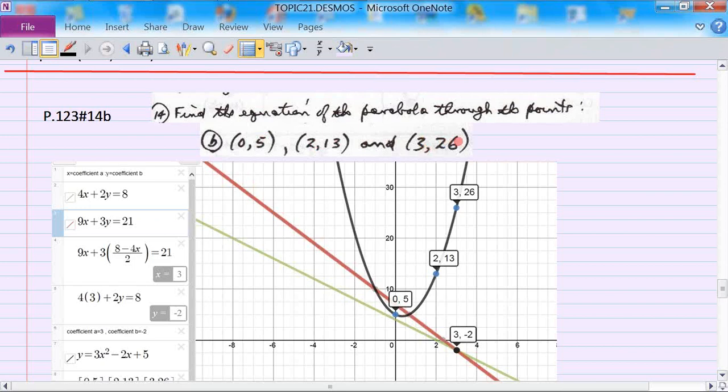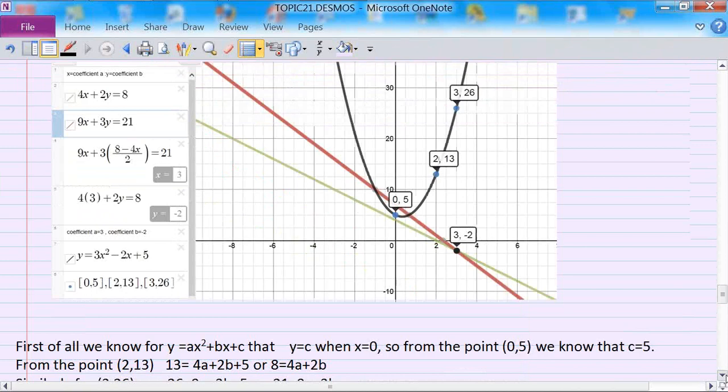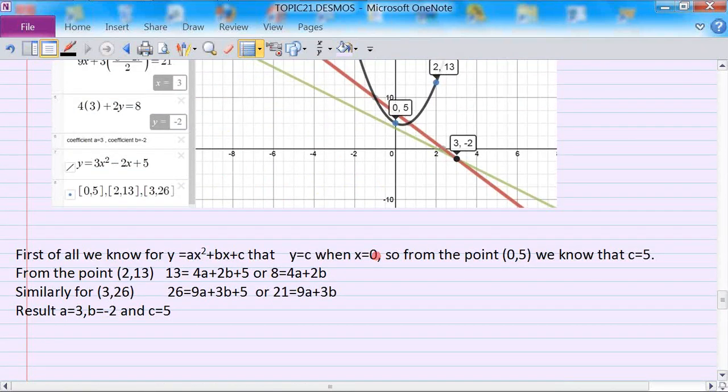Then we're going to use these other 2 points to calculate the values of a and b. So we know c to start with is 5. We use these other 2 points to establish values a and b. So how do we do that? So y equals c when x is 0. So from the point 0, 5, you know that c is 5. From the point 2, 13, this is the x value and this is the y value. We plug this into y equals ax squared plus bx plus c.